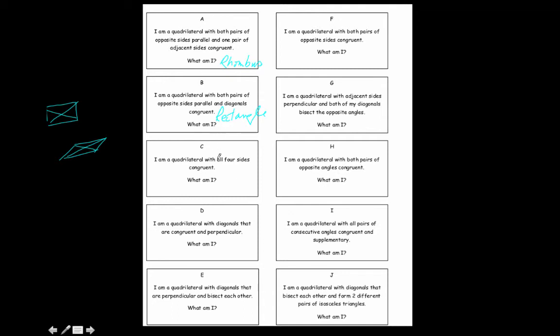I am a quadrilateral with all four sides congruent. So we know that the opposite sides are congruent, which makes it a parallelogram, and in fact all four of them are. So again, you're a rhombus.